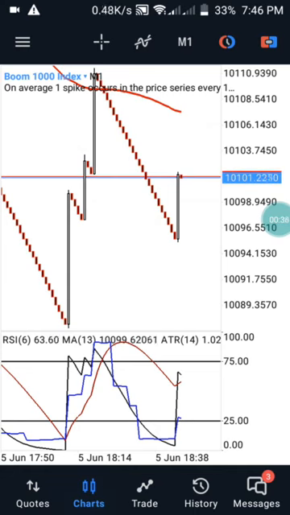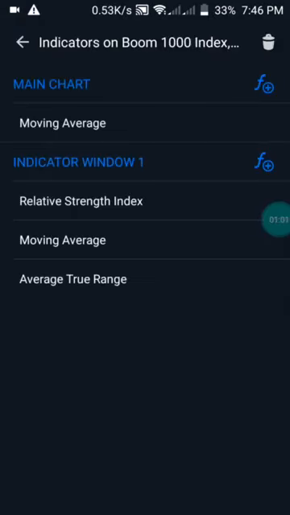In today's video, I'm going to show you how you can trade with this strategy by catching many candlesticks. This strategy works on Crash 1000 and also on Boom 1000, on the 1 minute time frame. I'm going to show you the settings of this strategy before I explain how it really works.